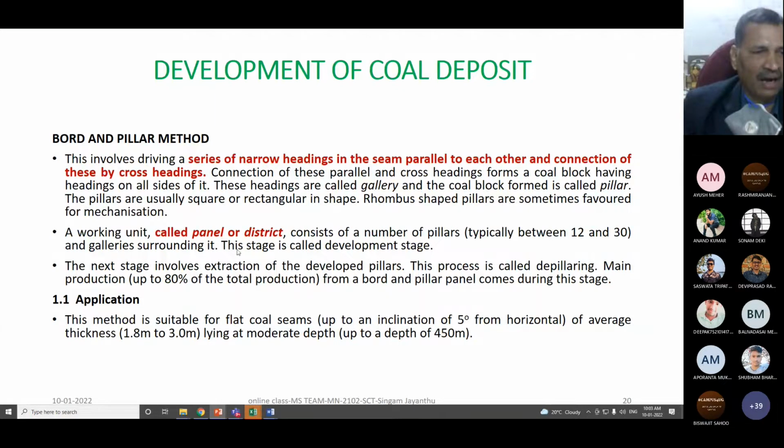And the gallery surrounding it, the stage is called development stage. And in this development also, there is a primary development and secondary development. You note down that, right? Many things I might have not included in this, but you should note down those things. And if you have not understood, then you can ask the doubts. The primary development, it can be a secondary development, whatever. Then the next stage involves later extracting that.